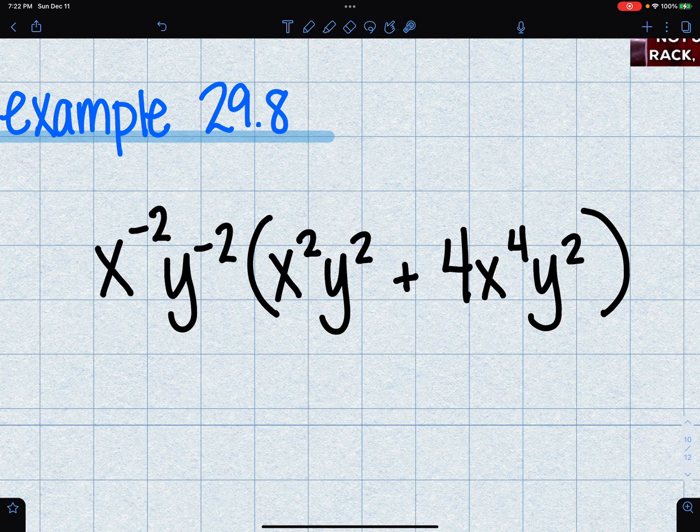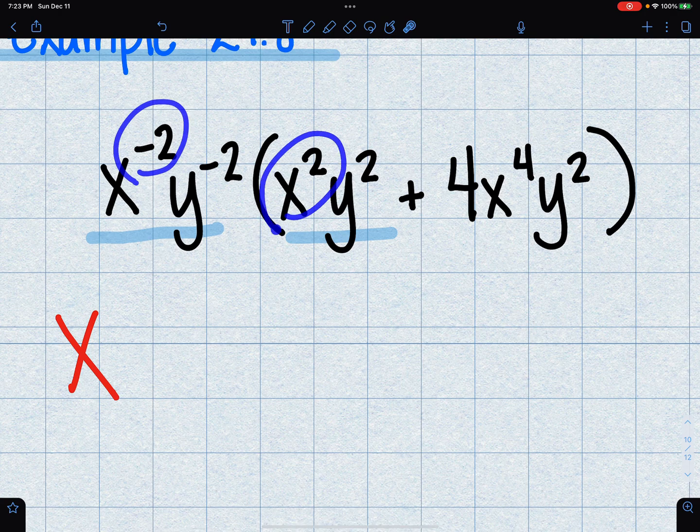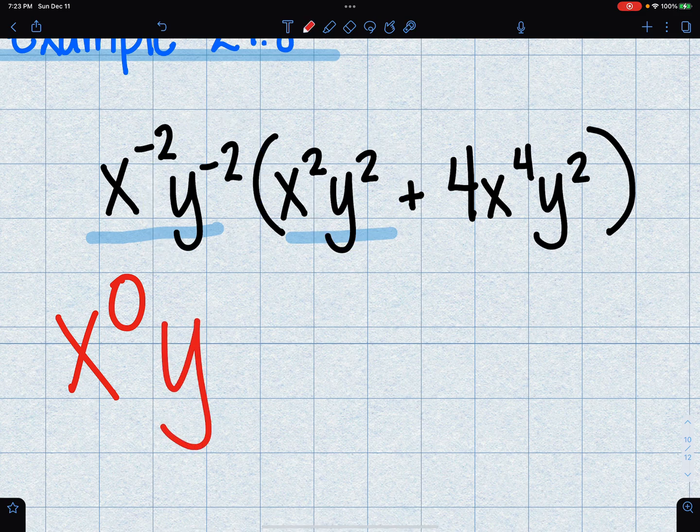So the first thing I'm going to do is look for any x to the zeros because I like those. I can just get rid of them, but there's not any. That's okay. Let's do this times this first. If I focus on the x's, I've got x to the minus 2 here and x to the positive 2 here. Oh, sweet. This is going to end up being x to the 0. Now let's multiply those y's. Y to the minus 2, y to the positive 2. Check it out. It's going to be y to the 0. I'm just going to leave it like that for now and simplify those later.